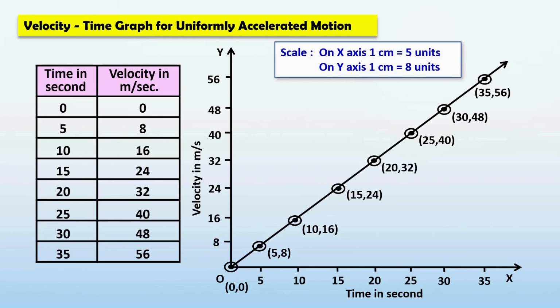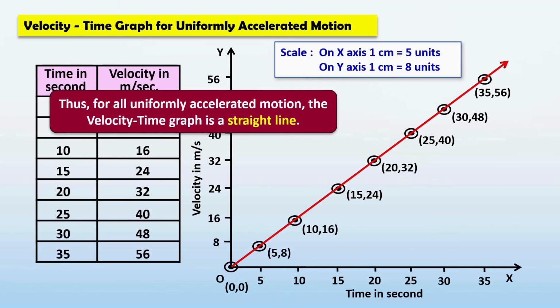You will observe that all the points lie on a straight line. Thus, for uniformly accelerated motion, the velocity time graph is a straight line. This shows that the velocity increases at a constant rate with time. However, in the case of non-uniformly accelerated motion, the velocity time graph can have any shape depending on how the velocity changes with time.